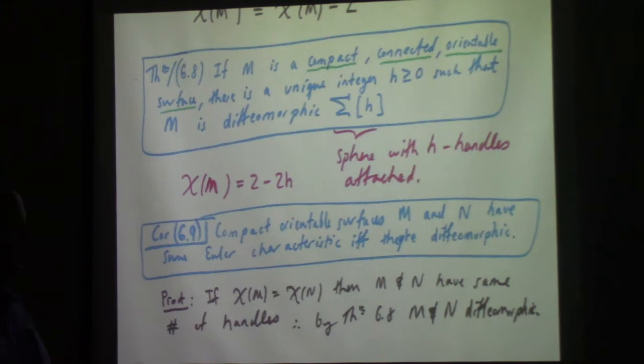Another corollary: compact orientable surfaces M and N have the same Euler characteristic if and only if they're diffeomorphic. Proof: if the Euler characteristics are equal, then M and N have the same number of handles, and by theorem 6.8, they're diffeomorphic.